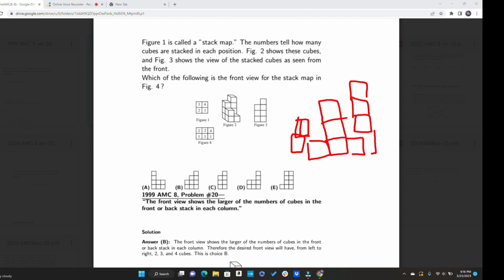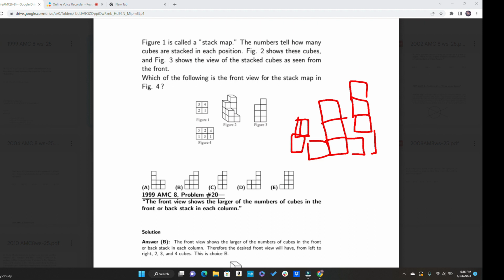But basically, the only thing you're going to see in the front view is the tallest part of it, right? So in figure 4, we've got 1 cube in front of 2 stacked cubes. What you're going to see is the 2 cubes, right? In the next one, you've got 3 cubes in front of 2 cubes. You're not going to see the back 2 cubes. You're only going to see the front 3.